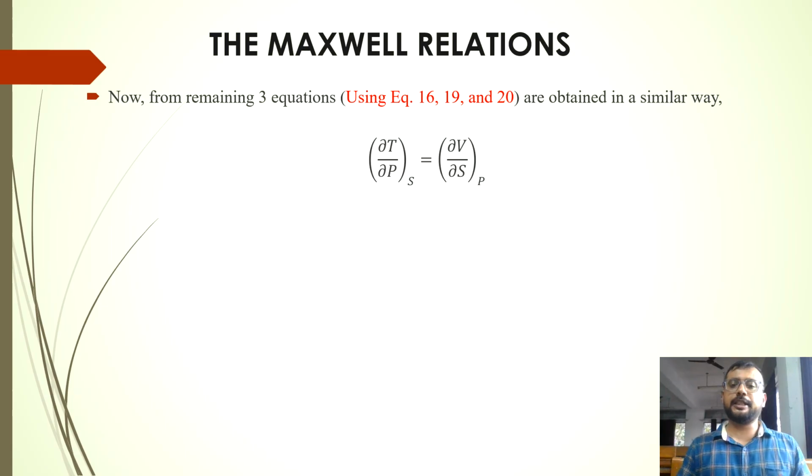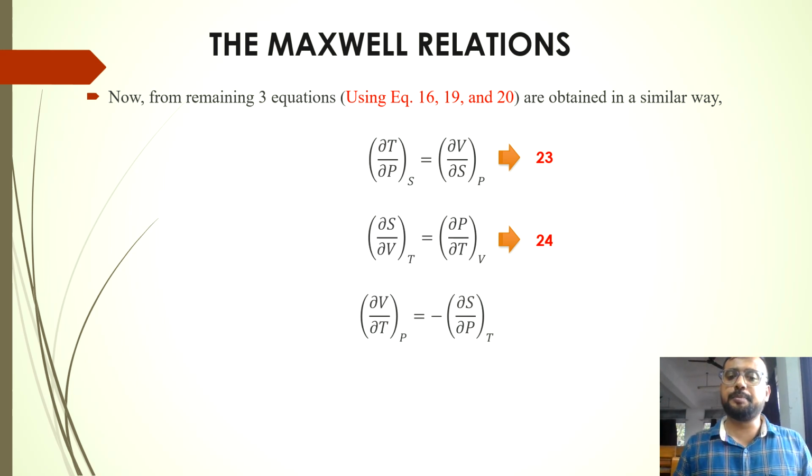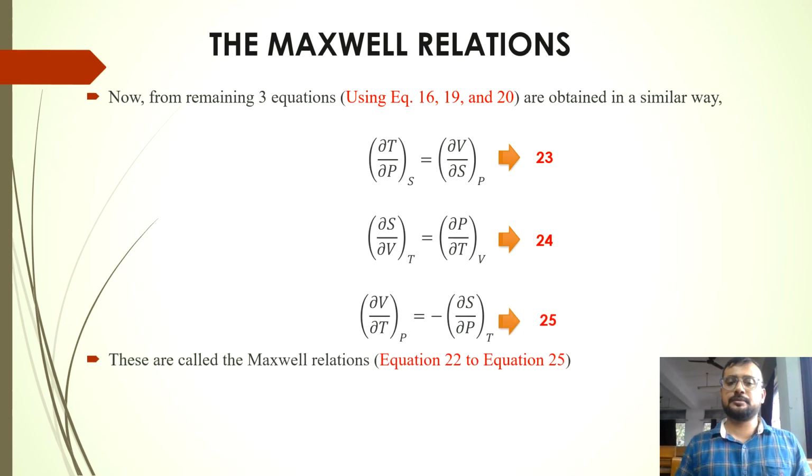(∂T/∂P) at constant S equals (∂V/∂S) at constant P. Equation 23. (∂S/∂V) at constant T equals (∂P/∂T) at constant V. Equation 24. (∂V/∂T) at constant P equals minus (∂S/∂P) at constant T. Equation 25. These are called Maxwell relations, equation 22 to equation 25.